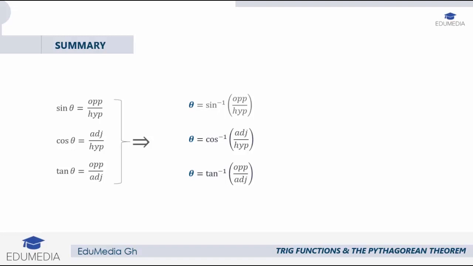And then we can also do change of subject to get a value for opposite alone, and a value for adjacent alone. So opposite equals hypotenuse times sine theta, and adjacent equals hypotenuse times cos theta.